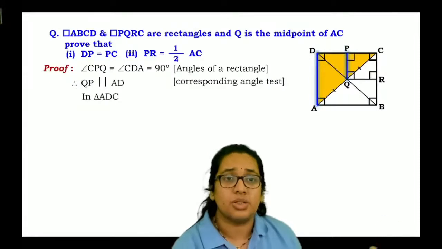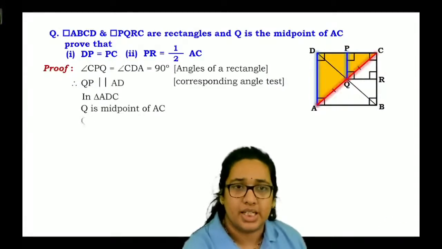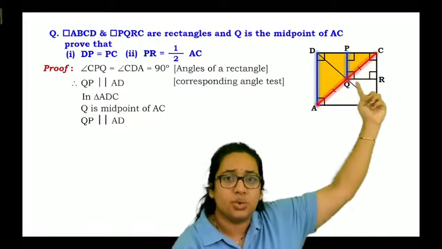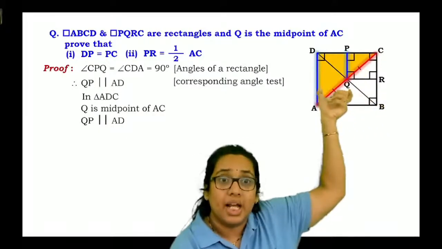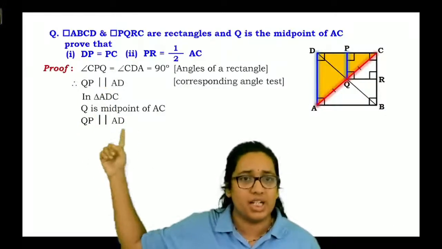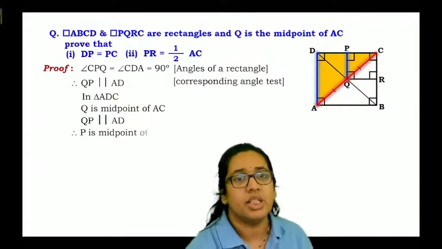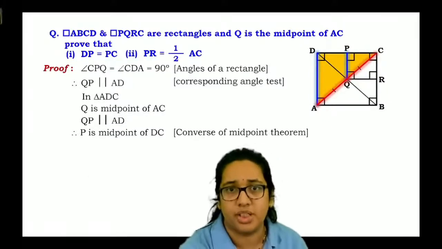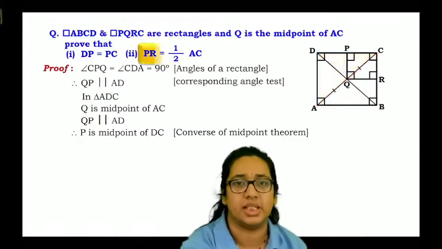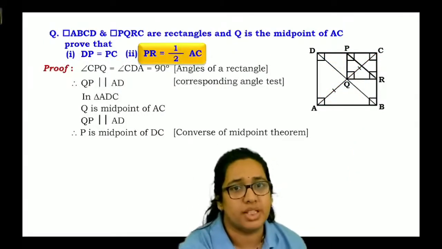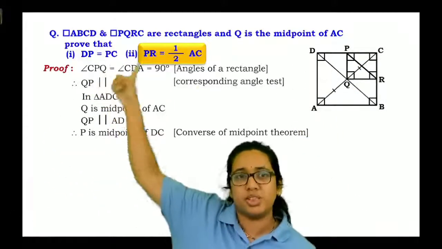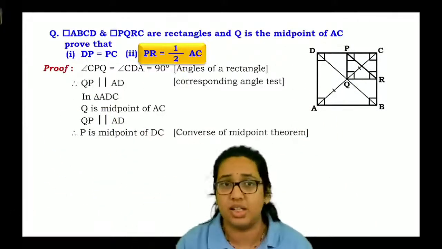Now second, in triangle ABC, what you can say is Q is a midpoint of AC. And just now we proved that QP and AD are parallel. Hence, using the converse of the midpoint theorem, you can say that P is a midpoint of DC. That is, DP equals PC. So the first part you had to prove, we are done after this.